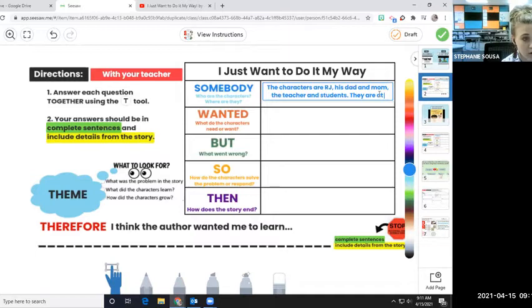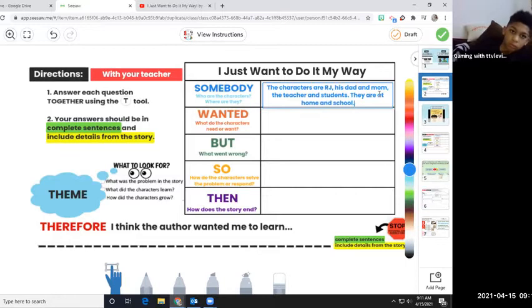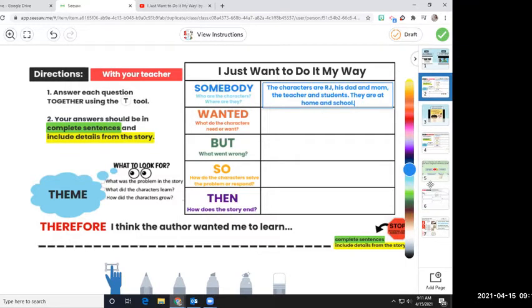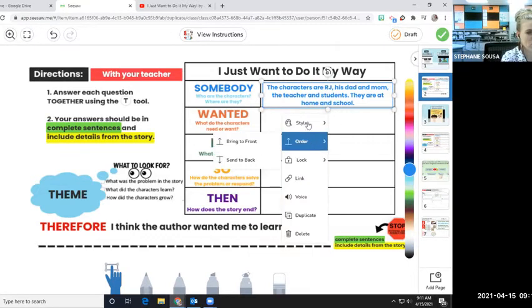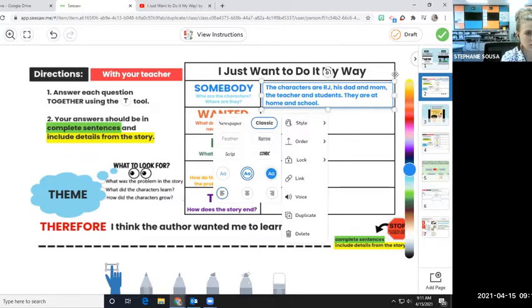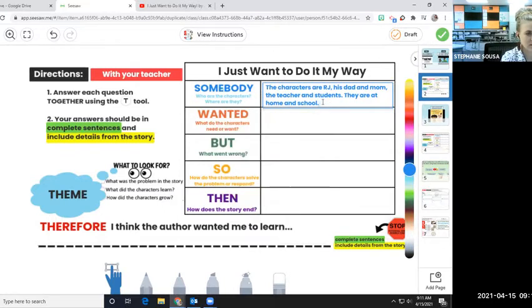School. Yes, they are at home and school. Wonderful. So the characters are RJ, his dad, his mom, and students. They are mostly at home and school. Okay. So we have the location of these people and their names. Here it comes in the chat. Y'all are so bossy with the chat. Good Lord. All right. Characters are RJ, his dad, his mom, the teachers and students. They are at home and school.